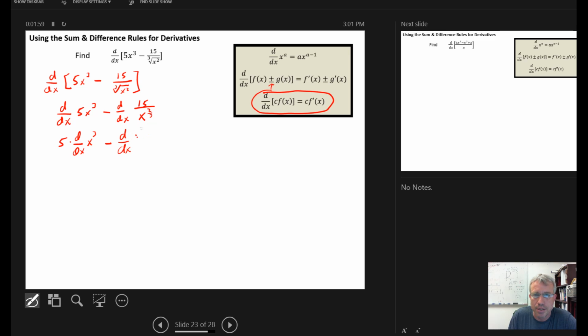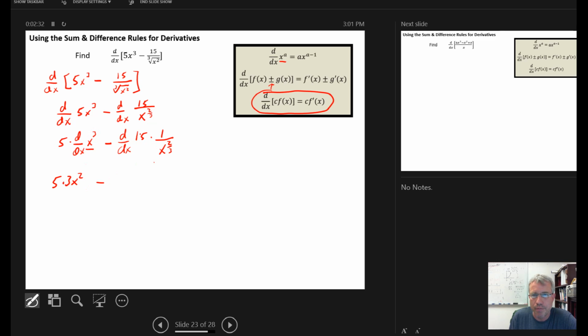a constant times a function. I do have a constant times a function. We want to recognize that. So I can break this up: 5 times d dx of x cubed. Hey, that's an x to the a form. Use the power rule. Bring the 3 down into the coefficient position on x and subtract 1 from the exponent.